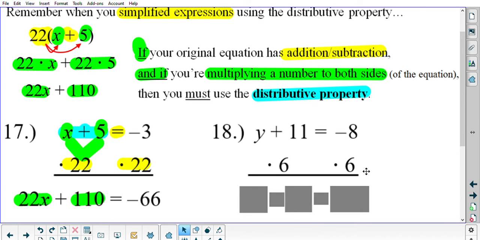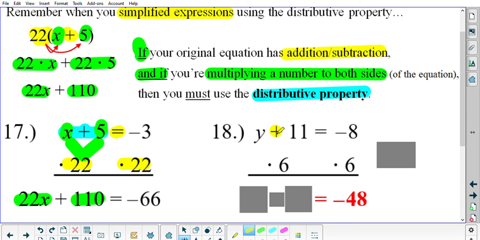All right, let's do one of these together. Problem number 18. Find the equal sign. There it is. Boom, bring it straight down. Right-hand side is really simple. Negative 8 times 6, negative 48. Left-hand side, notice what we have, an addition problem. And what am I doing on both sides? Well, I'm multiplying by 6.